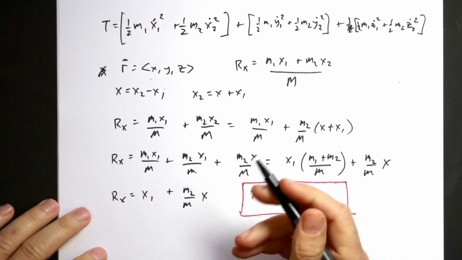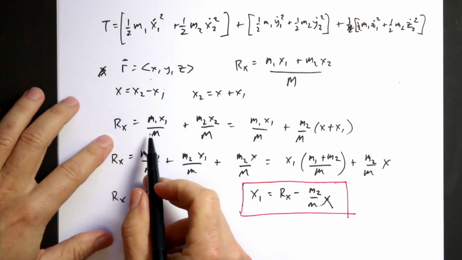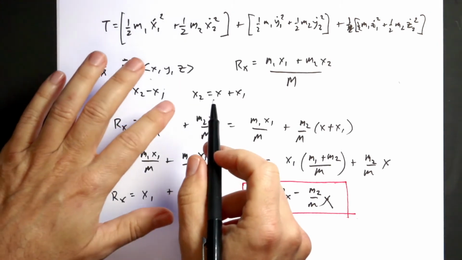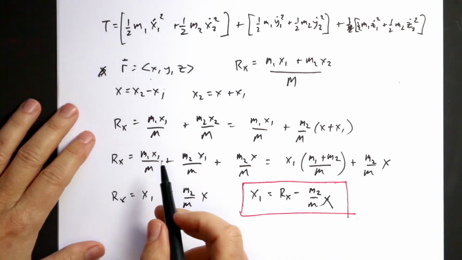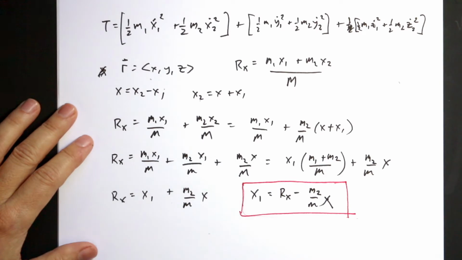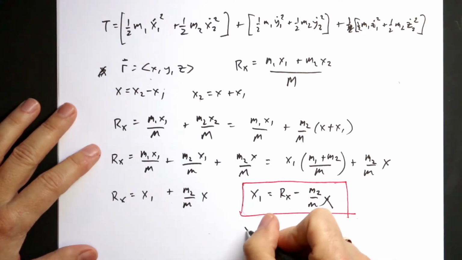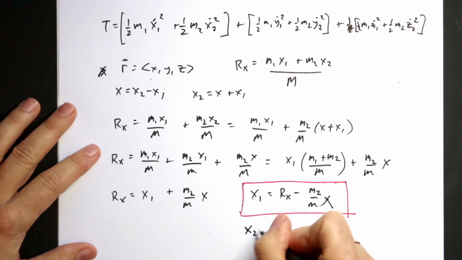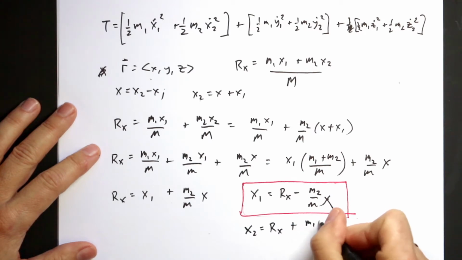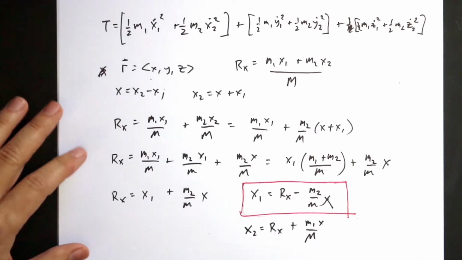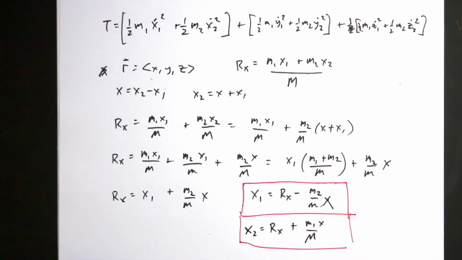Now we need to do the same thing, except up here I solved for x2 and substituted it in. I want to do the same thing and solve for x1 and substitute it in. So if I do that, and I'm not sure if I even want to go through the whole thing. I hate taking shortcuts, but I'm going to leave this as an exercise for you. So I'm going to get x2 equals Rx plus m1 x over M. Also an important equation. Yeah, I'm happy with that.